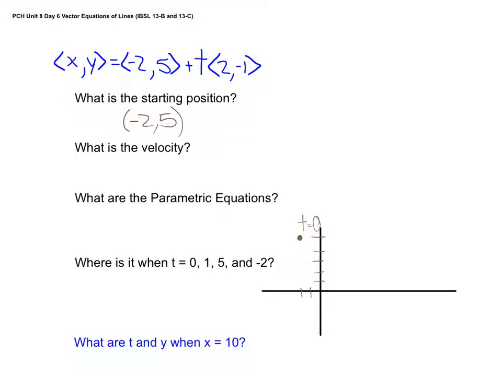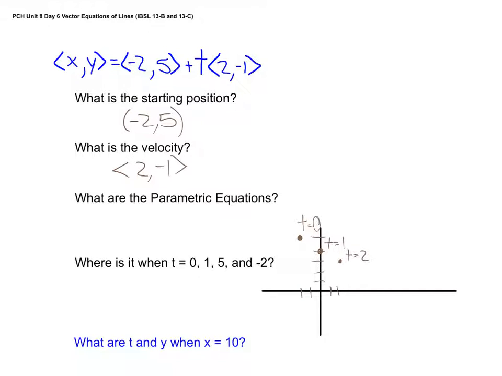What is the velocity? It's the vector 2, negative 1. So every unit of time, we're going to go to the right 2 and down 1. After 1 second, we're here. If we go to the right 2 more and down 1, there's another unit of time, we're there.